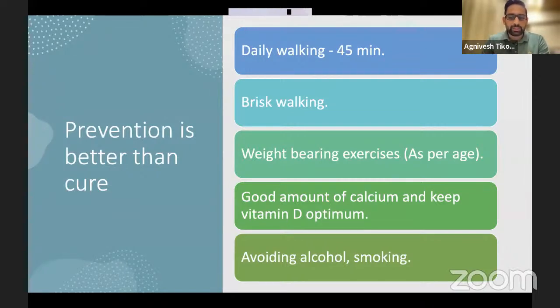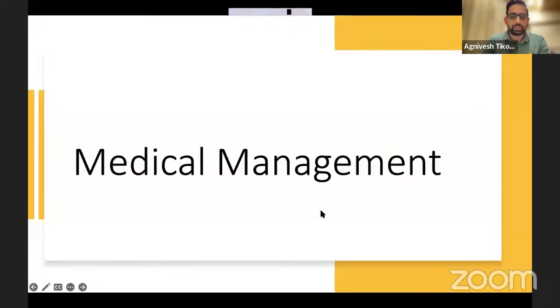Good amount of calcium. The regular dietary intake varies with age, but 800 to 1000 is what you are looking for in the perimenopausal period, in diet plus tablets. It's not only tablets. In younger age, I don't prefer giving tablets to the patient. Natural sources are better. Avoiding alcohol and smoking are the other things you can do to protect your bone density.